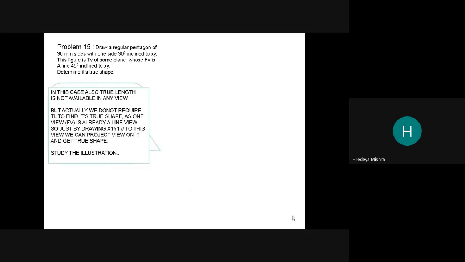So what you have to remember? See here, first step is the XY line, and next step is we have to draw the 30-degree incline and make a pentagon here. So ED is 30 degrees inclined to the XY line.